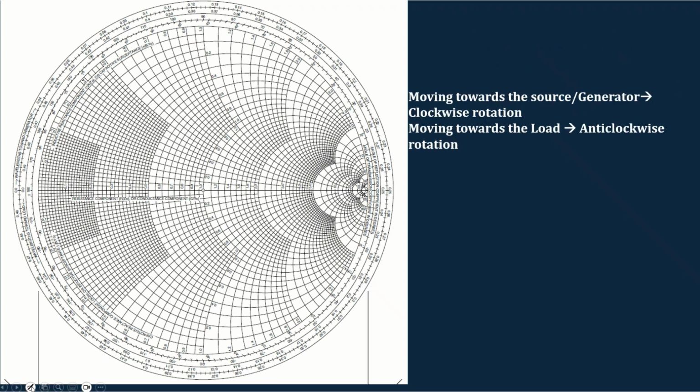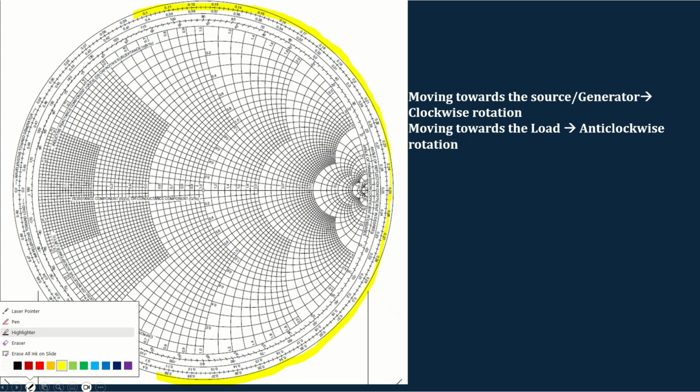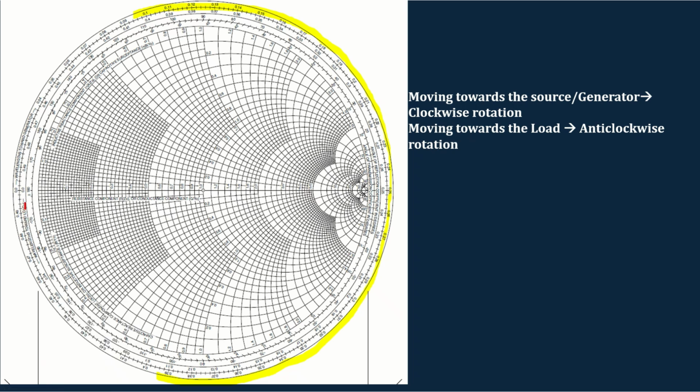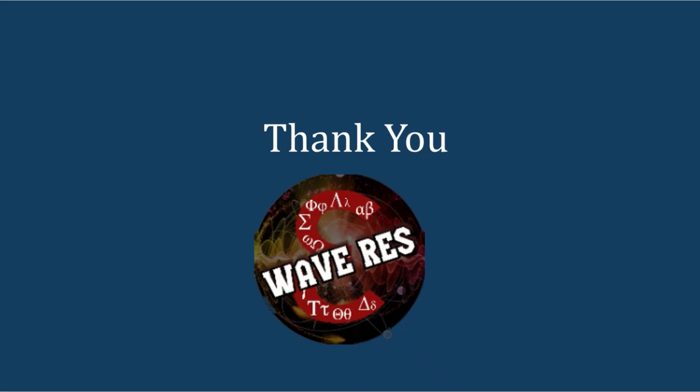Moving towards the source, that is, wavelength towards the source or generator, is a clockwise movement. And moving towards the load is an anti-clockwise movement. This is what we use to calculate the input impedance or the load impedance if you know the other parameters. Thank you.